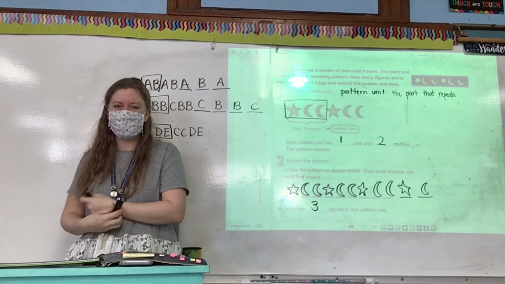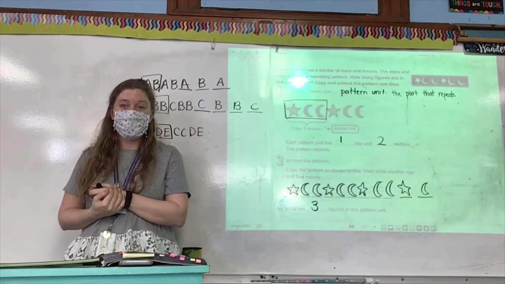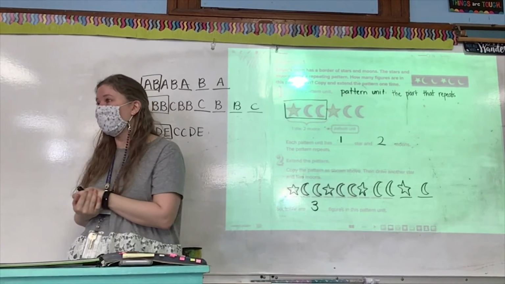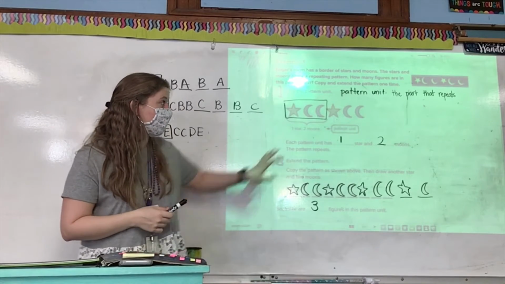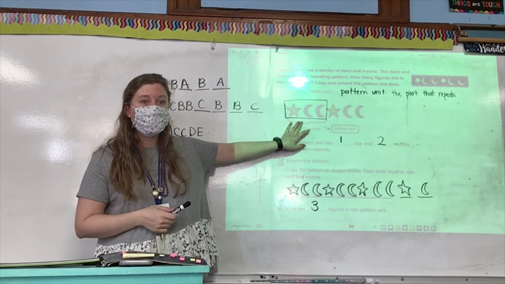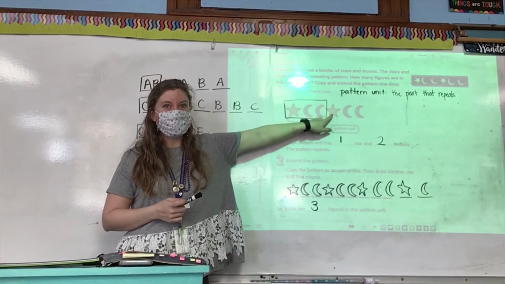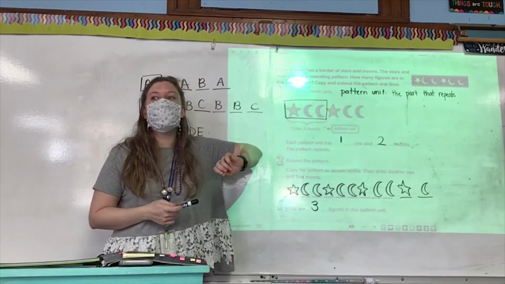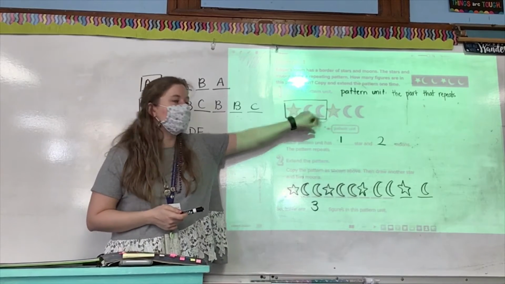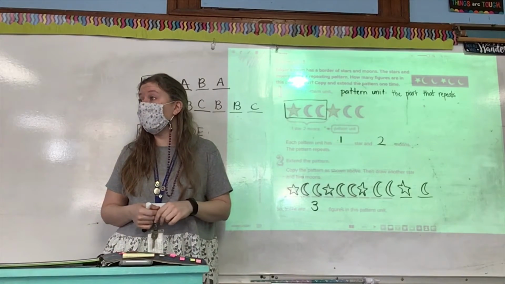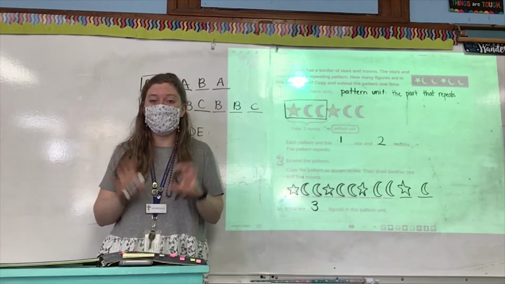So please, this is where you really have to be careful. You may be thinking, oh, patterns are easy. But if you're not paying attention and you're not being careful, if you're looking for a pattern unit, you're going to accidentally include too many, like you might include this star, or you might not include enough. You might only include the star and the moon. You have to be careful to make sure you're getting the whole pattern unit.